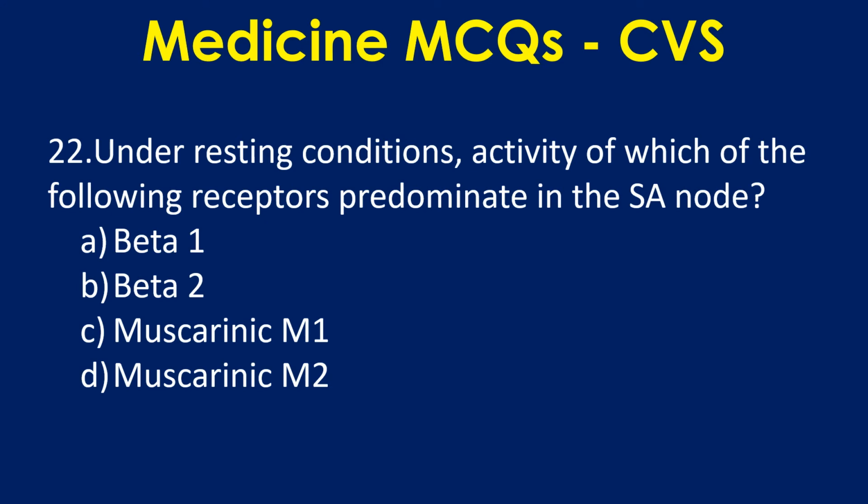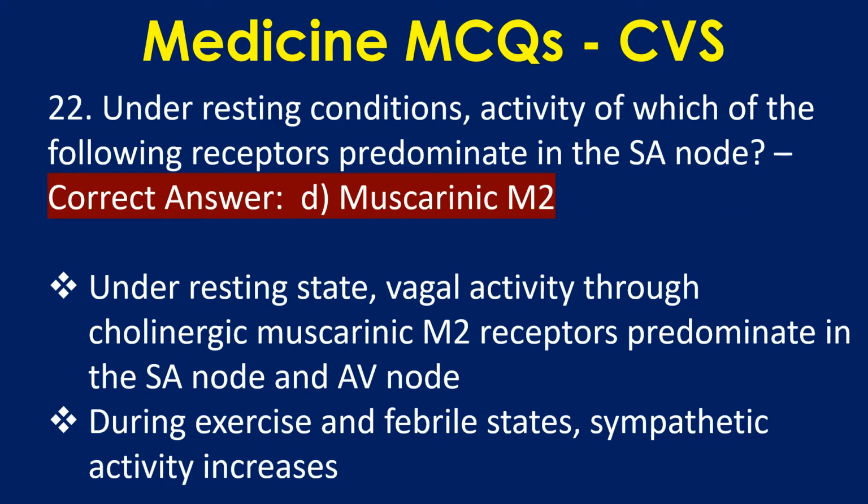Under resting conditions, activity of which of the following receptors predominate in the SA node? A. Beta 1, B. Beta 2, C. Muscarinic M1, D. Muscarinic M2. Correct answer muscarinic M2. Under resting state, vagal activity through cholinergic muscarinic M2 receptors predominate in the SA node and AV node. During exercise and febrile states, sympathetic activity increases.